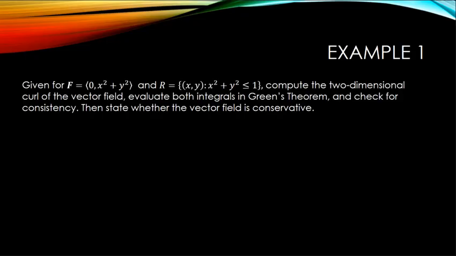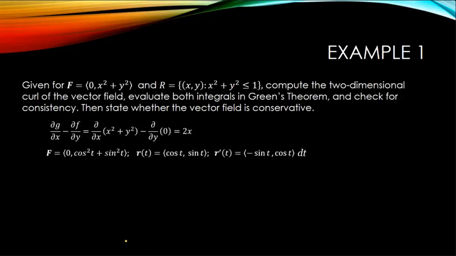So the first thing I want to do is compute the curl of my vector field. This means I'm taking the partial of G with respect to X minus the partial of F with respect to Y. The partial of G with respect to X is the partial of the quantity x squared plus y squared with respect to X minus the partial of 0 with respect to Y. This gives me 2x.